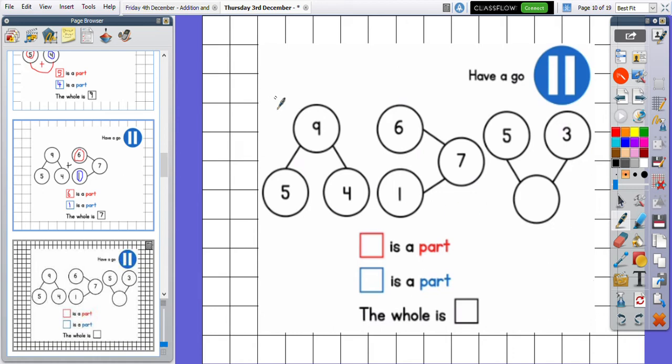Okay then, I'm going to let you have a go of this part whole model now. This one's been done for you, this one's been done for you. You now need to complete this one and write in the correct parts and whole number. Okay, let's go through it then. We know that we've got our parts already there, so I'm going to put them in. So I've got 5. I'm going to say my 5 is going to be my red part, and my 3 is going to be my blue part.